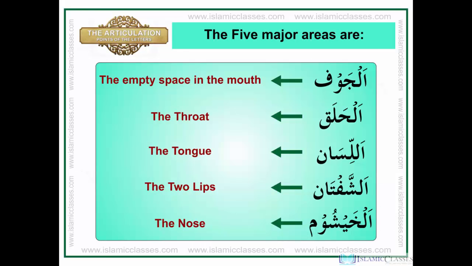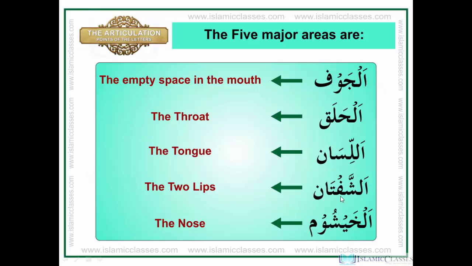The five major areas are: number one is al-jawf. Al-jawf is the empty space in our mouth. I will show in the image where that empty space is. The second is al-halaq, the throat, as you know. Al-lisan, the tongue. These are the areas from which you will understand there are 17 articulation points in these five major areas. So don't be confused, remember.